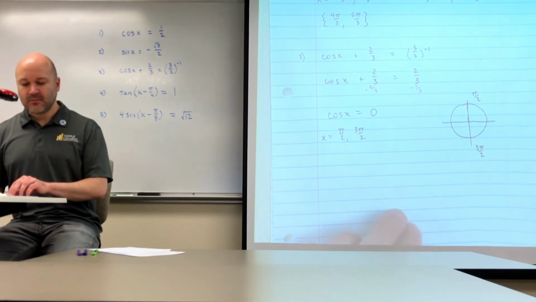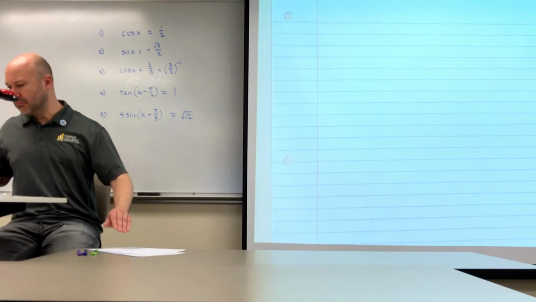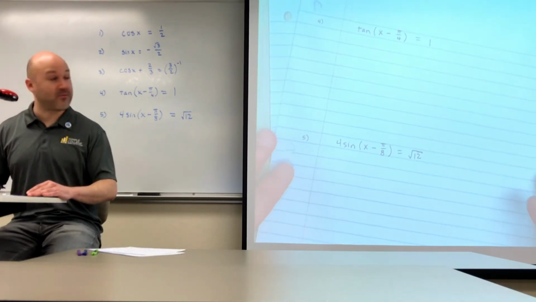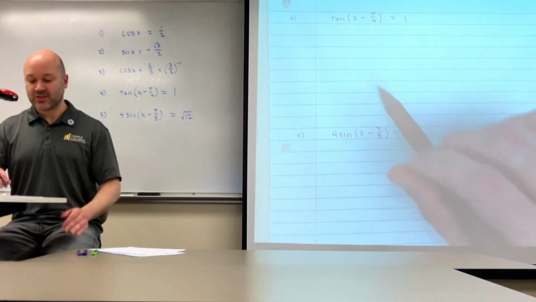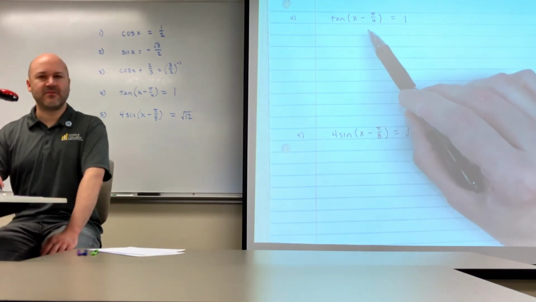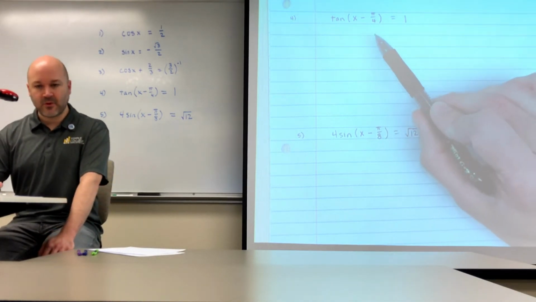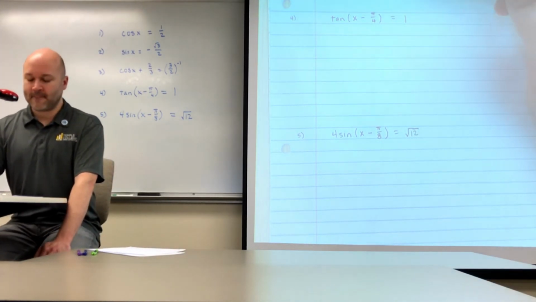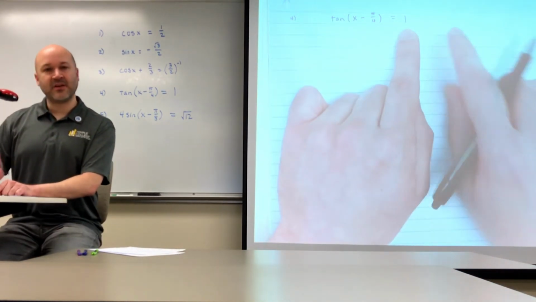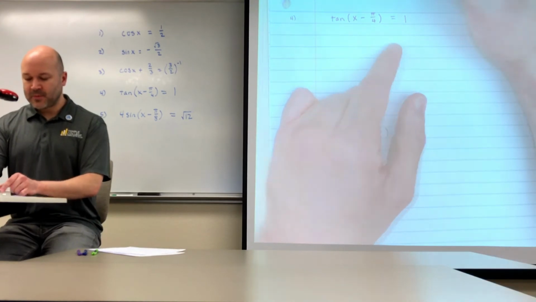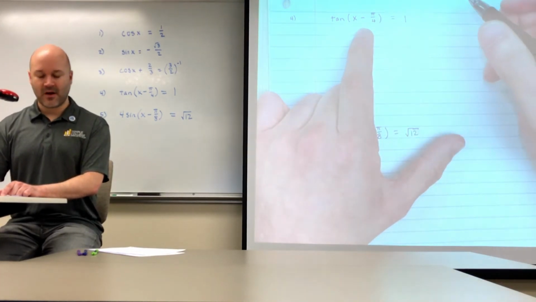All right, move on to a little bit more challenging problem. Let's look at this fourth one on the board. I have tangent of this phase shift or horizontal shift, x minus pi fourths, is equal to 1. So the trig function has been isolated, the numbers on the other side of the equation, but that x minus pi fourths is kind of throwing me off.